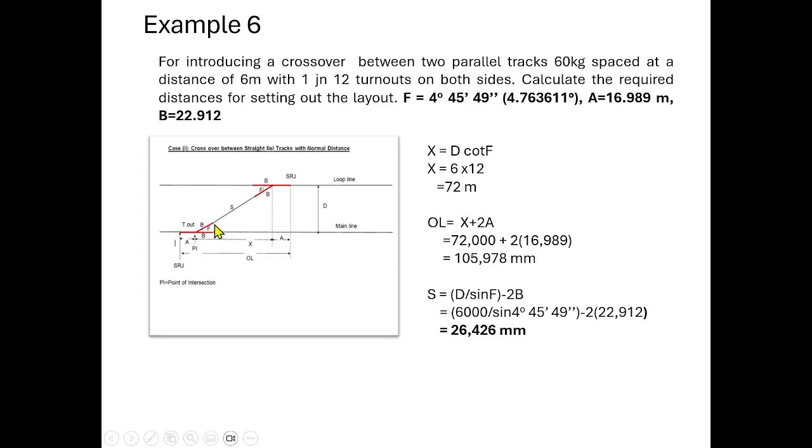And if you want to find out the s distance, s equals d by sine f, minus 2b. The distance is 6,000. So substituting here, we get 26.426 meters. So the side length from heel of crossing to this heel of crossing is 26.426. This we know, and we know the overall length. So by fixing the distance between the SRJs, we are able to perfectly fix the geometry in the field. This was the numerical example as far as this type of connection is concerned.